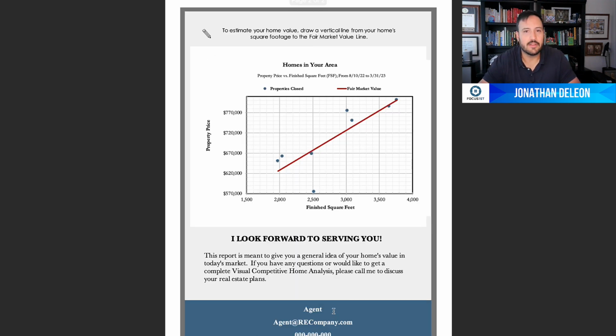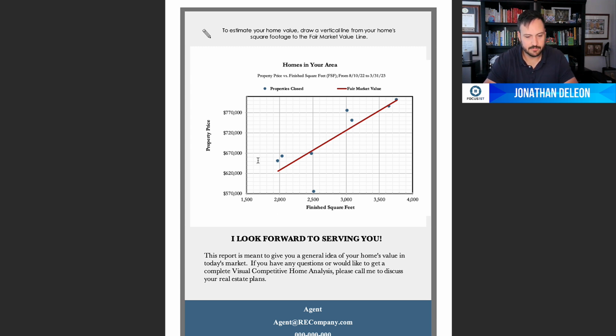Then we get to the second page. Now again, we're going to follow the same process, but in this case, we're going to add a little bit more customer control. All right, our job is to be their trusted advisor, not their trusted decision maker. So in this case, what we want them to do is understand the graph and then tell us the answers.